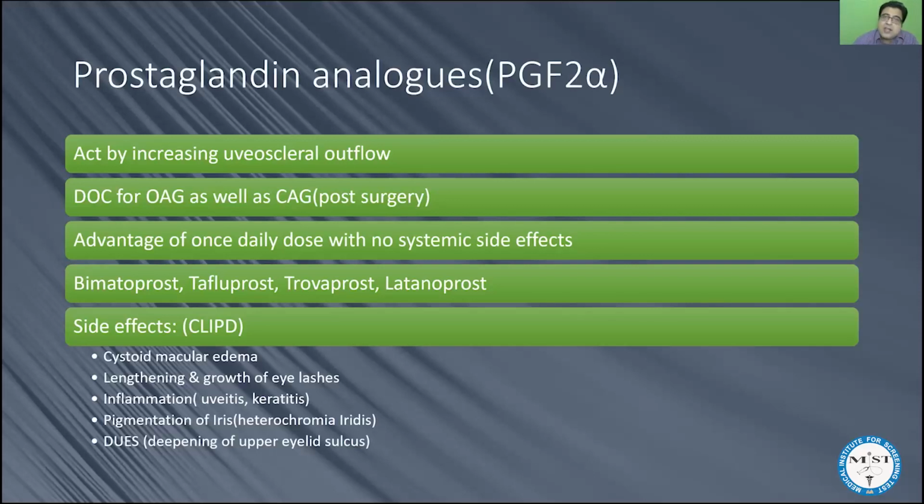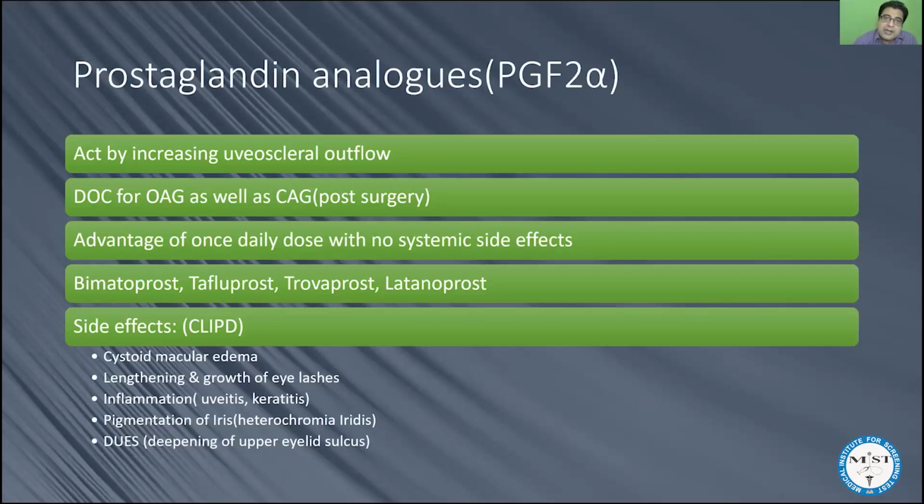Number three side effect, prostaglandins are inflammatory mediators. So if any patient who is already a known case of uveitis or keratitis, if we put prostaglandin eye drops, that can reprecipitate the symptoms of uveitis and keratitis. So the inflammatory process can be precipitated by prostaglandin analogs. Medicines can also lead to multiplication of melanocytes, can lead to pigmentation of the iris. Particularly, there is a brown pigmentation of the iris, and this is an irreversible side effect.